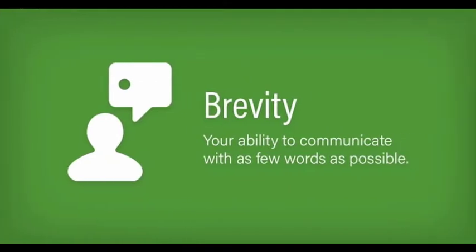The next word is brevity, and it's a noun. It means to use few words. It's from the word brief. Okay, brevity is from the word brief. It means use of few words in writing or in speech.